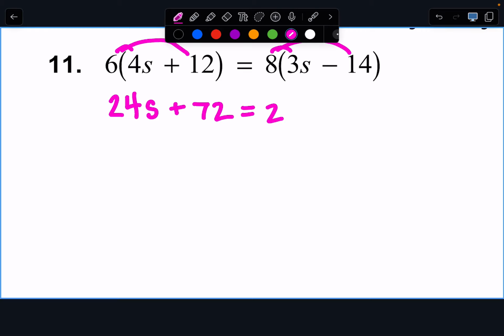No, she doesn't. Okay, over here, 24s minus, Jonah, what's 8 times 14? Educated guess. Truman's got it if you need to phone a friend. Truman, what is it? 112. Okay.